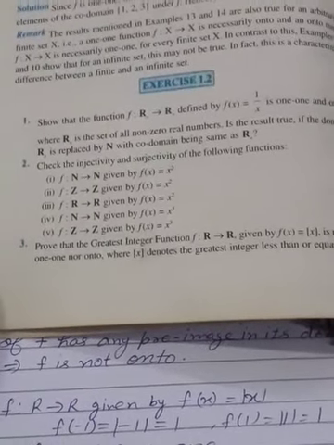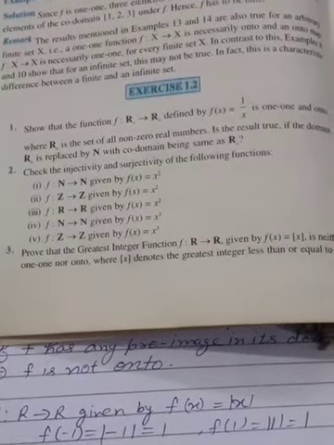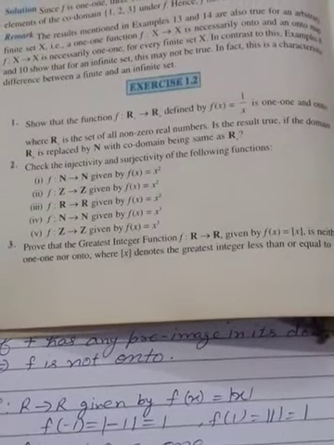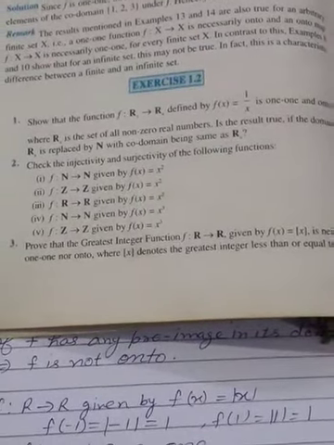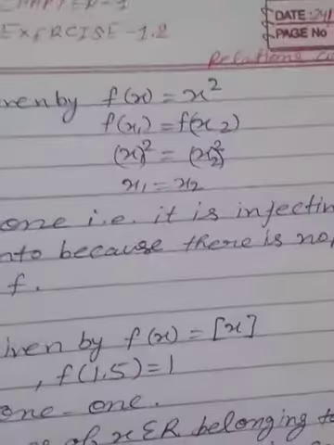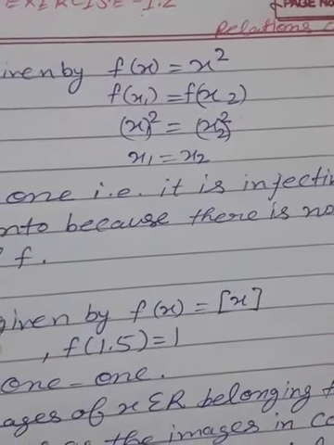Now f: N to N given by f(x) equal to x square. Here N means natural numbers. Okay, f(x) equal to x square. When we replace x by x1 and x by x2, taking x1 square, we get f of x1 equal to f of x2. Now x1 square equal to x2 square, square cancels out, x1 equal to x2. So f is one-one, that is, it is injective.